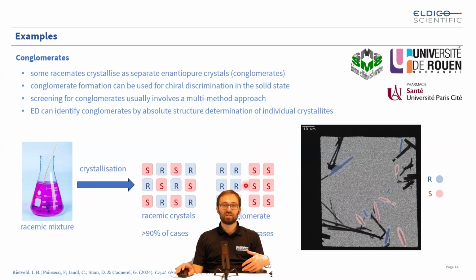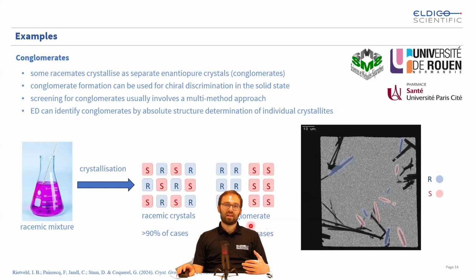And such conglomerates are useful because they can be used for chiral purification in the solid state. However, they are also quite rare. We see that only in about 5% of cases we get the formation of such a conglomerate, which makes screening for conglomerates quite a tedious task. And it usually is based on a multi-method approach that uses second harmonic generation, IR spectroscopy, DSC, powder XRD, and single crystal XRD. So it is a very lengthy process.